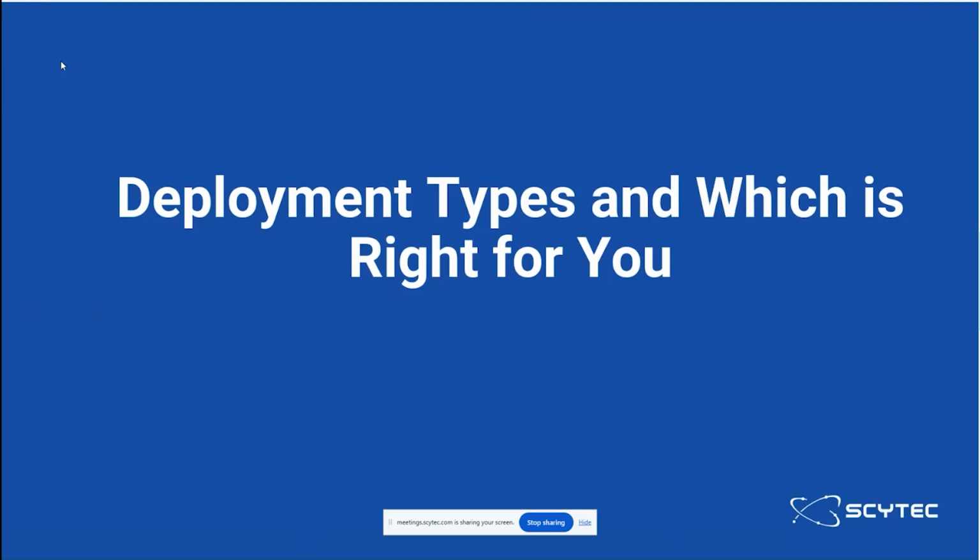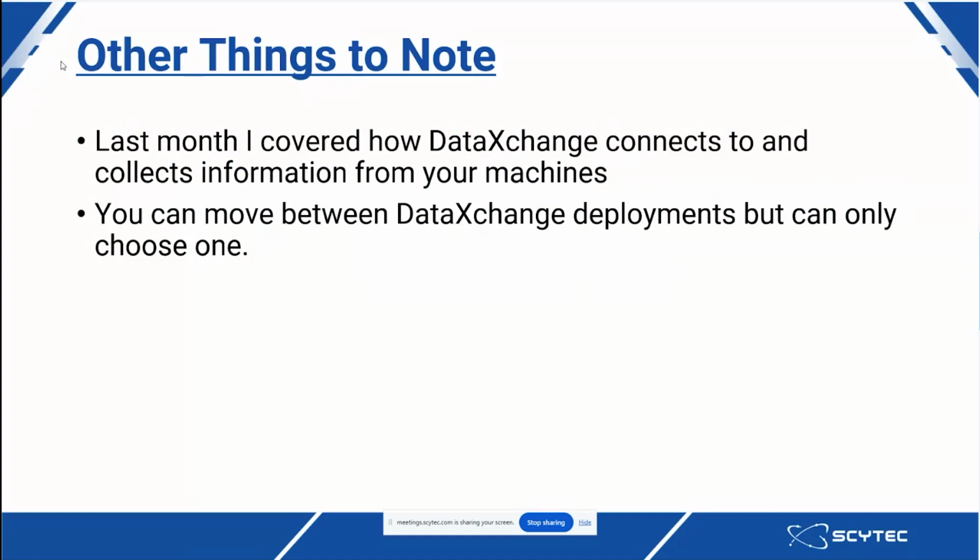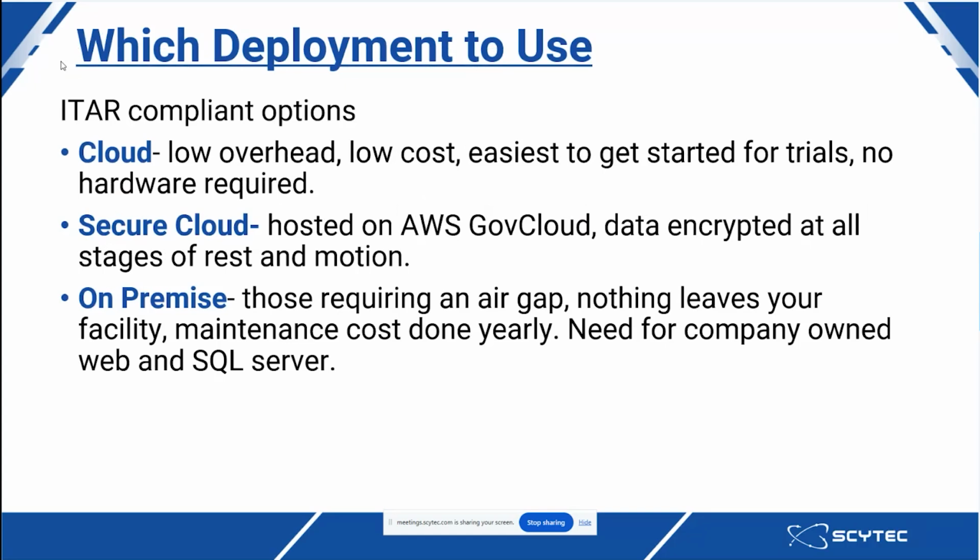Next up, I'm going to be discussing the deployment types and which one is right for you. Now, last month, in our webinar, I discussed how Scytec DataXchange collects information off of your machines and where it then stores that. This deployment type plays right into where the information that is collected off of your machines is stored. And if you remember last month, I talked about with our deployment solutions, you can move from one to another. So you can start out on premise and then move to one of our cloud offerings and then vice versa. So we have 3 main deployment types. We have our cloud, secure cloud, and our on-premise solution, all 3 of which are ITAR compliant options.